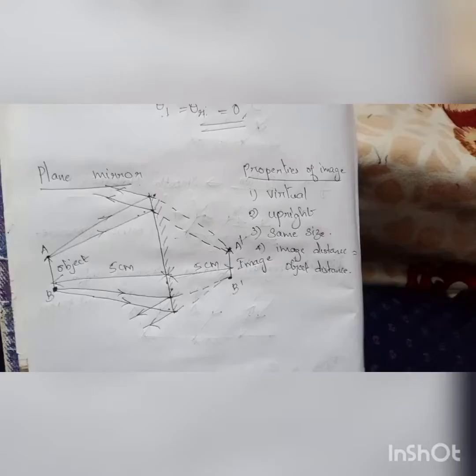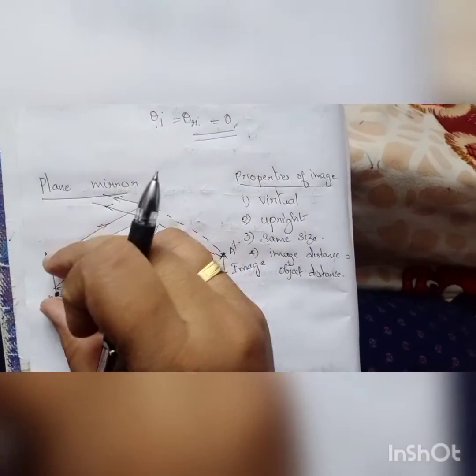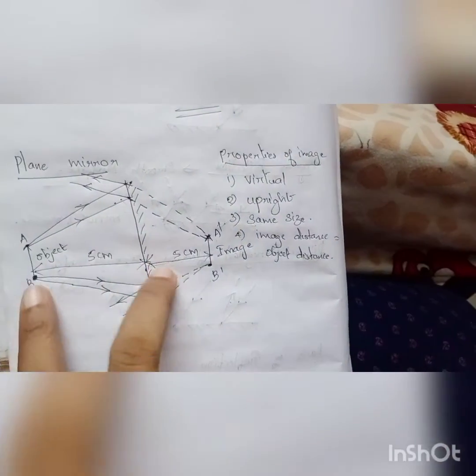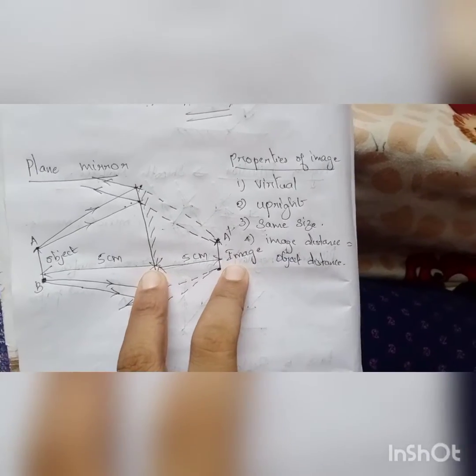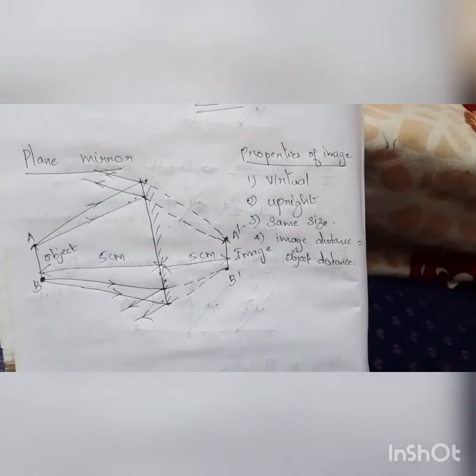Whenever we are considering a plane mirror, this is how we will get an image. The size of the object as well as the size of the image will always be the same, and the distance from the object to the mirror as well as the distance from the mirror to the image will also be the same. The image will be a virtual image and it will be upright.